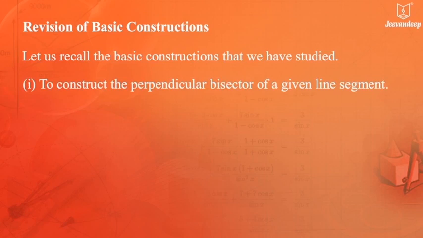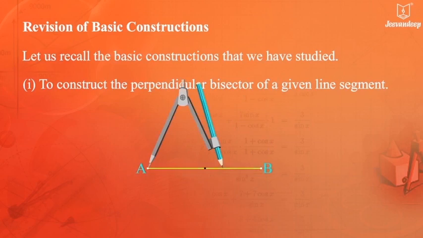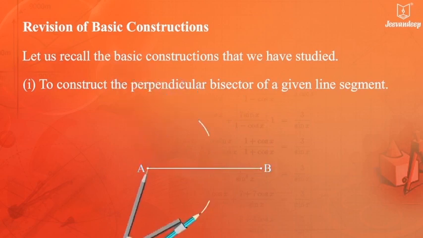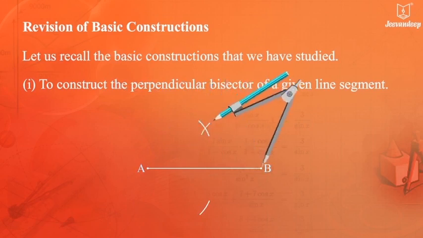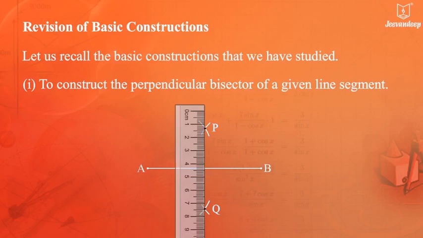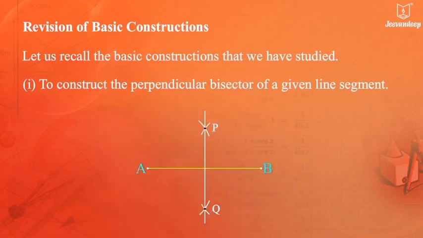1. To construct the perpendicular bisector of a given line segment, draw segment AB. Assuming A as the center and with radius more than half of the distance AB, draw arcs on either side of segment AB. Now, assuming B as the center and with the same radius, draw arcs intersecting the previous arcs in two distinct points. Name these two points as P and Q. Draw line PQ intersecting segment AB in point O. Line PQ is the perpendicular bisector of segment AB.